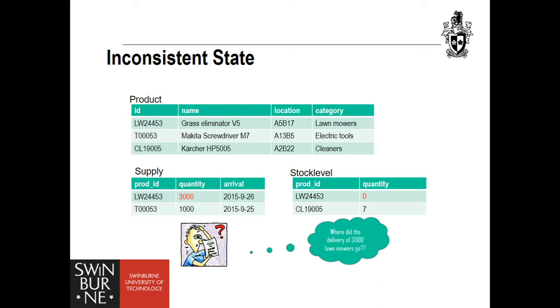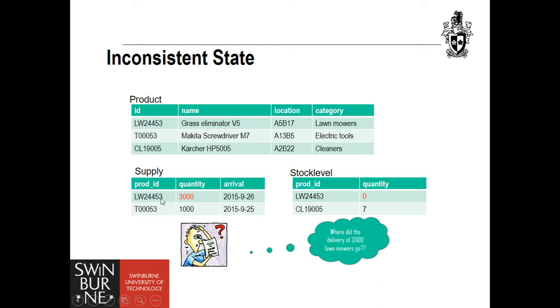If there is a delivery that does not bring the stock level up, the database is inconsistent. In the worst case, the company can no longer take orders for the lawn mowers because, according to the data, there is none to sell. So here, for example, this is the inconsistent state.